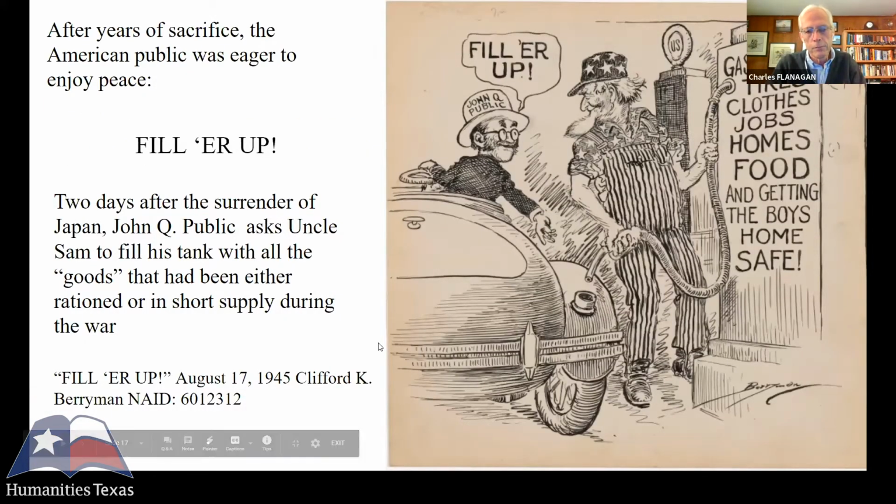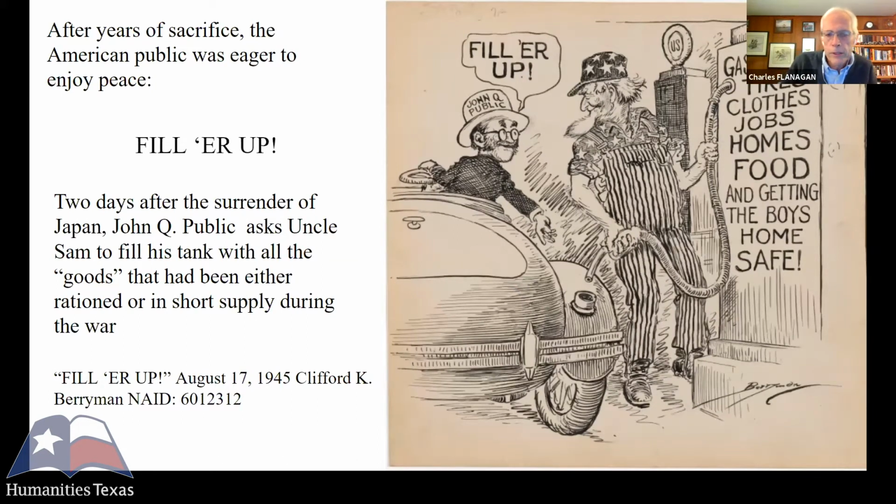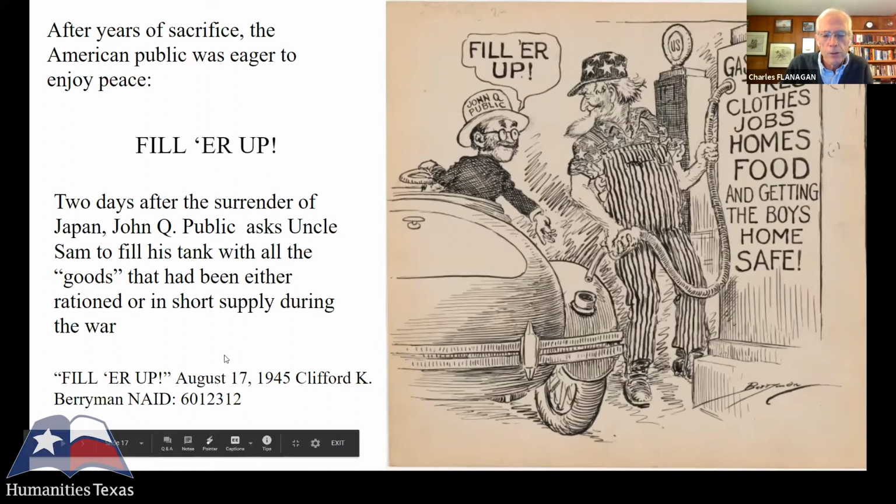Yalta was deciding the shape of Europe. The United Nations is being formed. But for the American people, after the Great Depression and now 5 years of war, they're ready to get involved with consumer spending. They want the gasoline, tires, clothes, jobs that they've been denied throughout the war. And so this cartoon, Fill Her Up, was published 2 days after the surrender of the Japanese. Okay, back to peace, back to enjoyment.